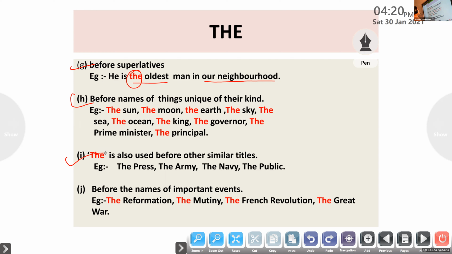Okay, we have an army everywhere. Every country has its own army, right? Army has one single meaning. The public, people, the public, only one meaning. The press, the media, it has only one meaning. So before all these titles, we should use 'the' within a sentence. And point J, before the names of important events.